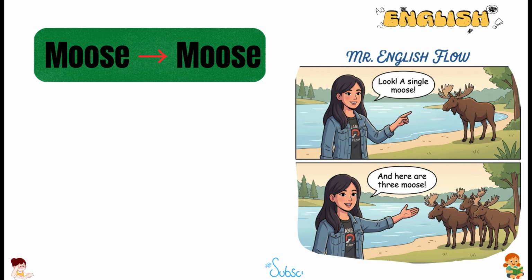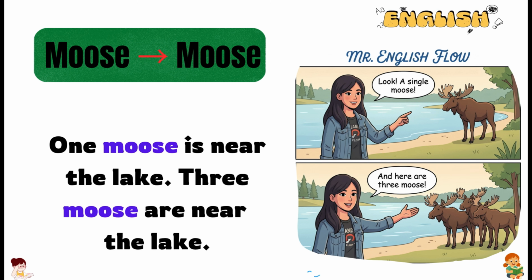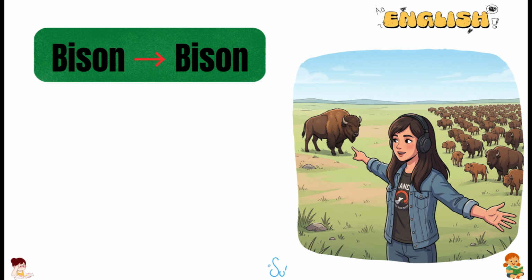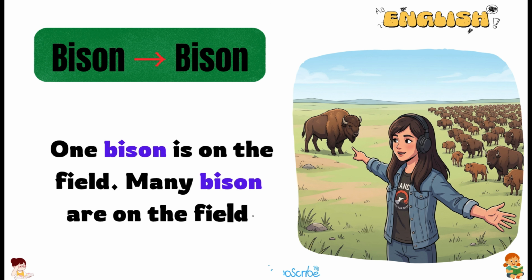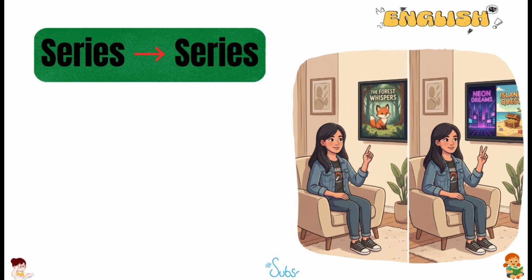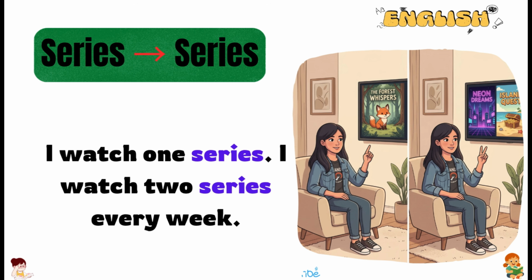Moose, meese. 1 moose is near the lake. 3 meese are near the lake. Bison, bison. 1 bison is on the field. Many bison are on the field. Series, series. I watch 1 series. I watch 2 series every week.